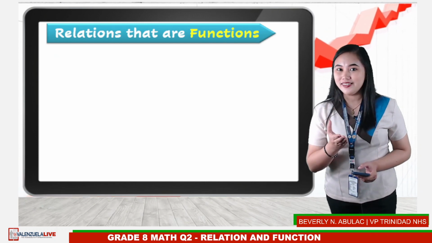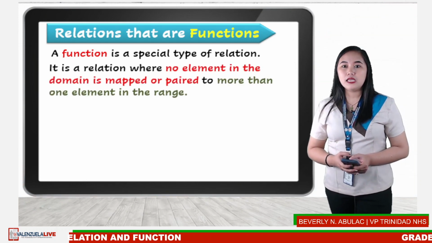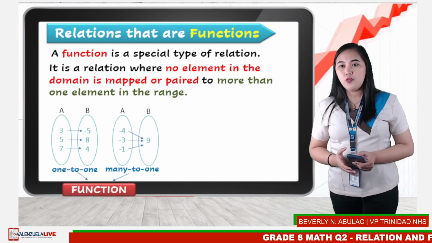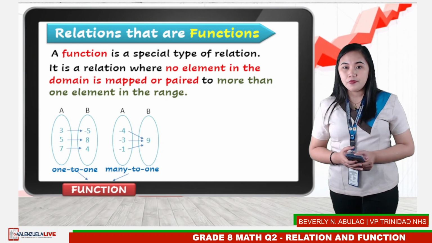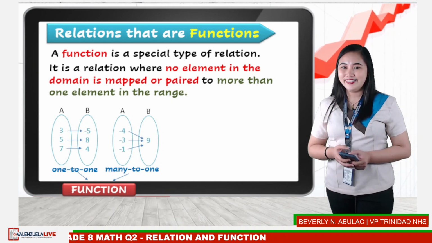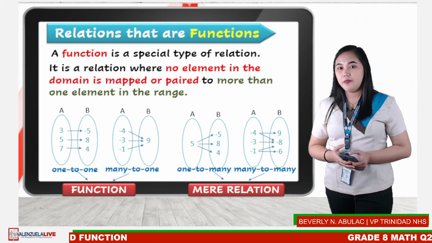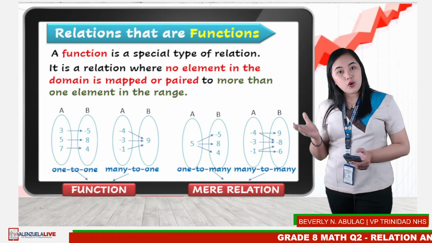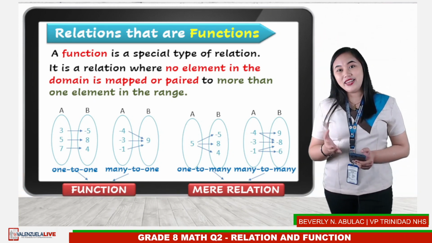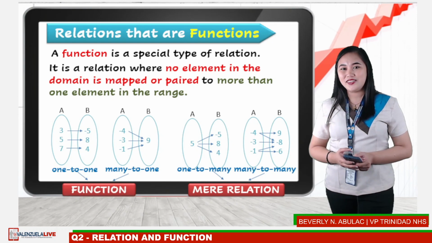Relations that are functions. A function is a special type of relation. It is a relation where no element in the domain is mapped or paired to more than one element in the range. So going back to the types of relations, which of them can be called a function? By looking at the definition of a function, one-to-one relation and many-to-one relation are functions. And one-to-many and many-to-many relations are just mere relations. So let us examine the next examples for further understanding.